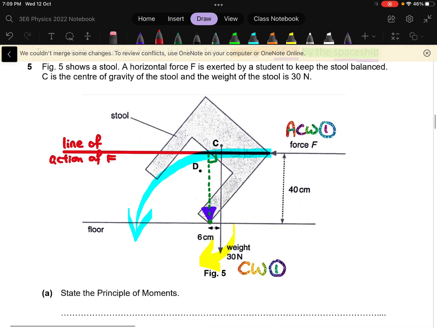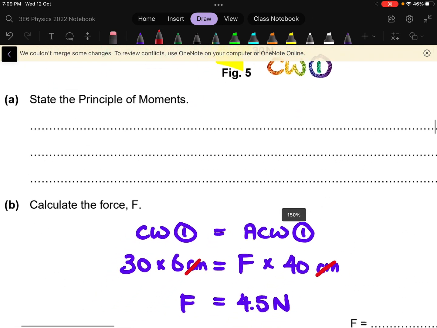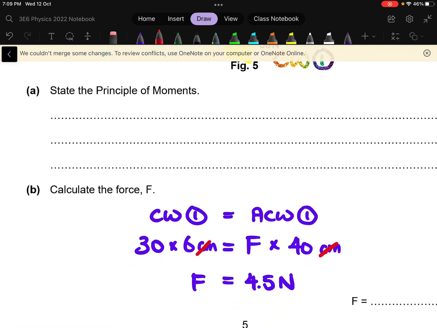Okay, last question in the video, question 5. Most of you are able to give me, at least in my class, the principle of moments, and we are actually very lenient in our marking. In O level, it is either 2 marks or 0. Now we give you working marks.